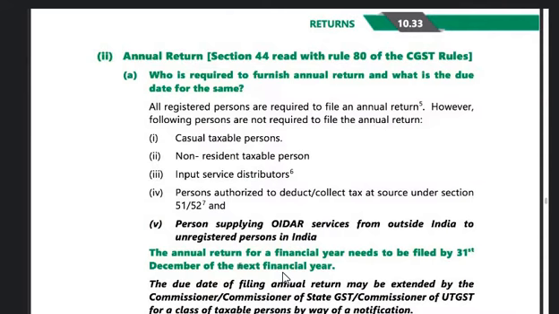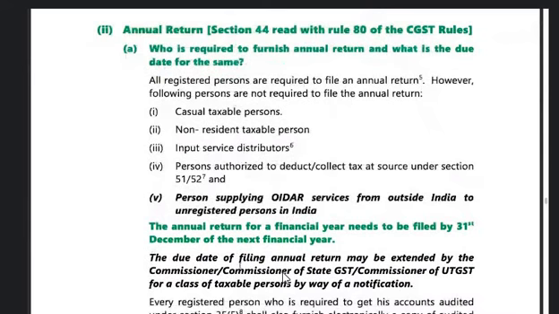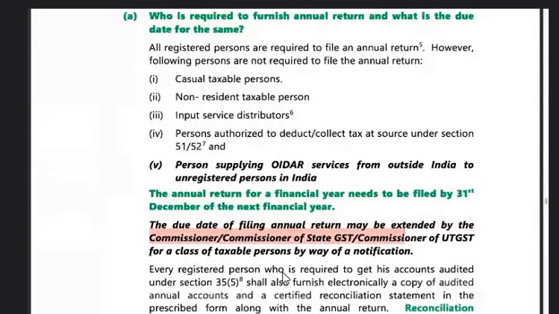The annual return for the financial year needs to be filed by 31st December of the next financial year. So for financial year 2021, what is the last date of filing the annual return? 31st December 2021. And the due date may also be extended by the commissioner. So for financial year 2021, the due date of filing the return is 31st December, but this is extended by the commissioner till 28th February by way of notification.